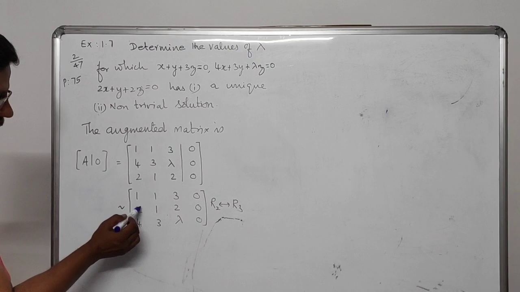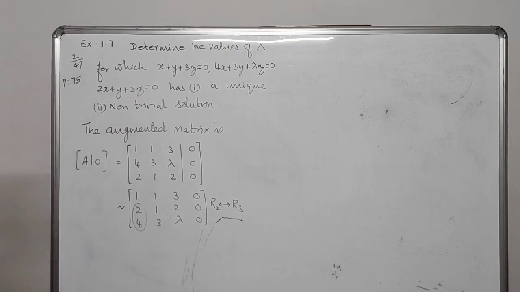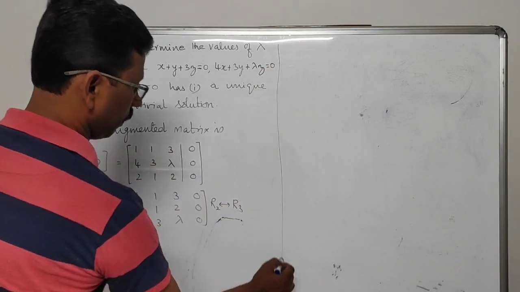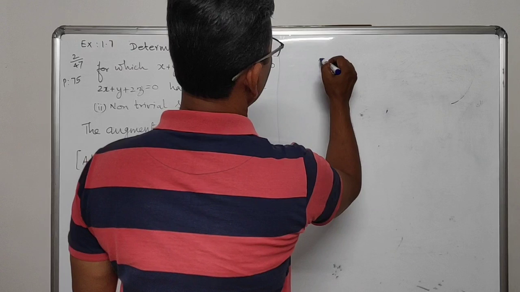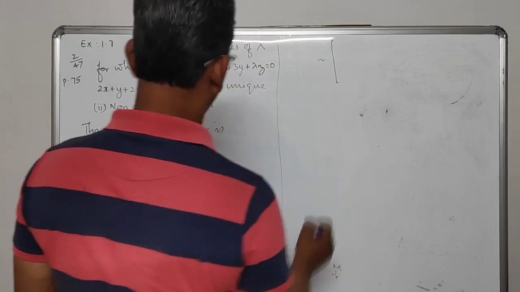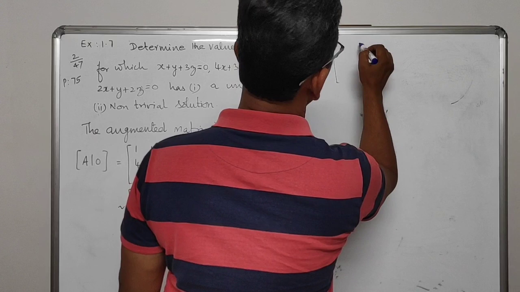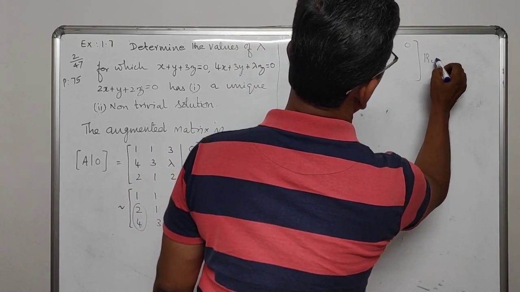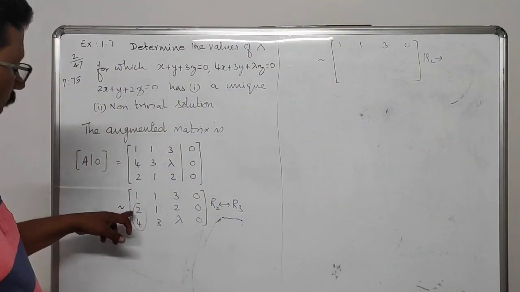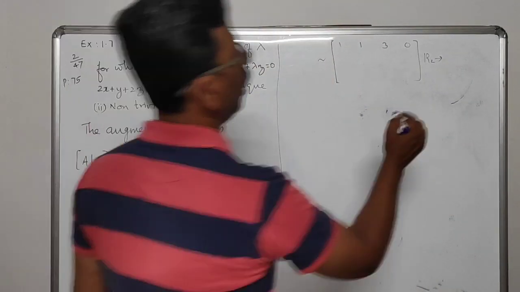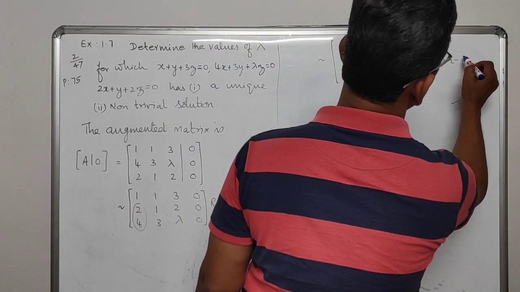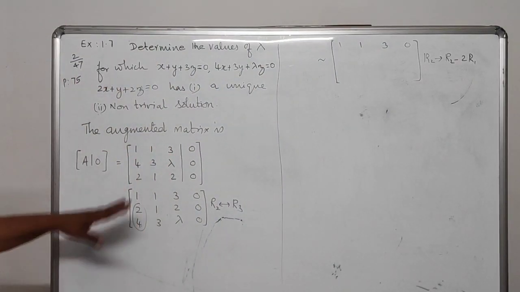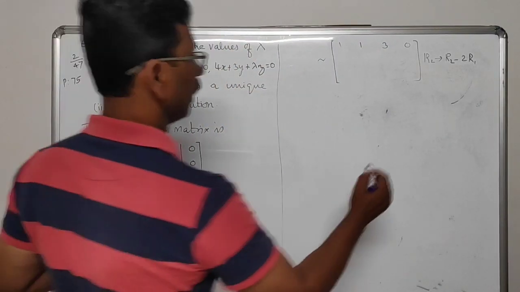After that, you want to make these two elements 0. Therefore, we can go for this operation. This is equivalent to: first keep the first row as such, 1, 1, 3, 0. Then I have to write R2. See here, this is 2. This must be 0, means R2 minus 2 times R1. R2 minus 2 times R1 we can write. Now after that, see here, R2, you can write rough work.